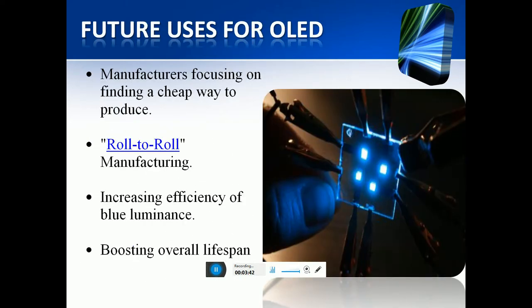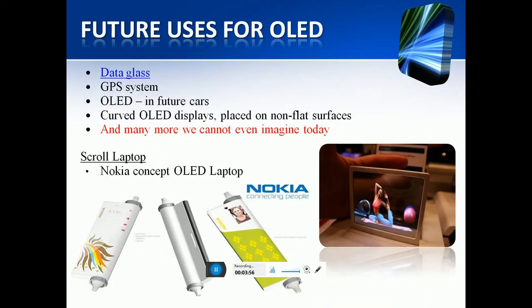The future use of OLEDs. Manufacturers are focusing on roll-to-roll manufacture, the only cheap way to produce them, increasing the efficiency of blue luminance, and boosting overall lifespan. OLED features can be used in digital glasses, GPS systems, car interiors, OLED displays placed on non-flat surfaces, and many more we can hardly imagine today. Scroll laptop, Nokia concept, OLED laptops.